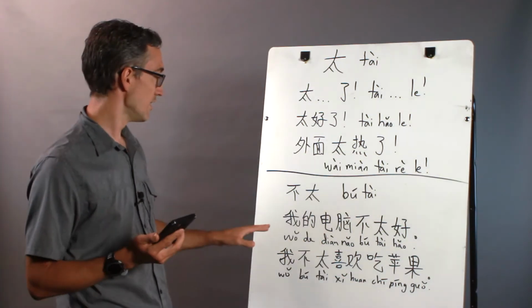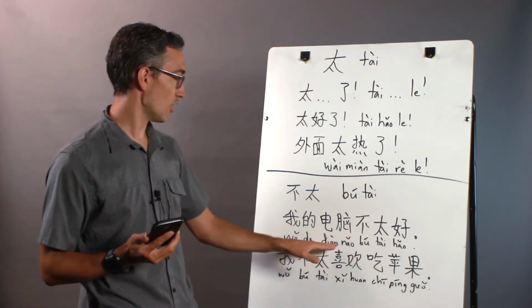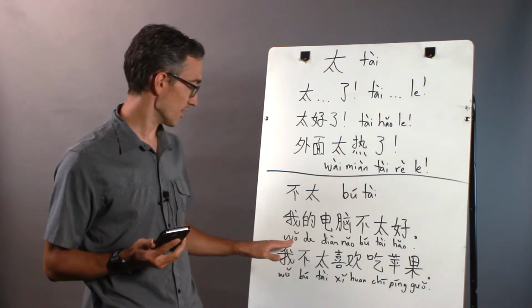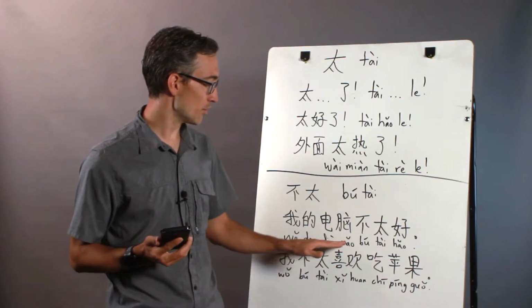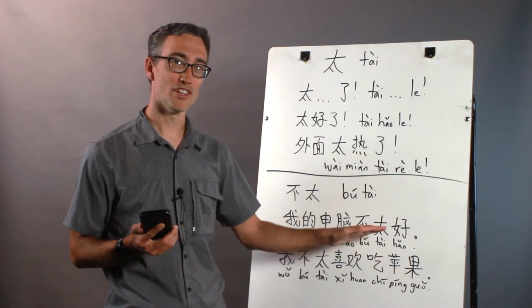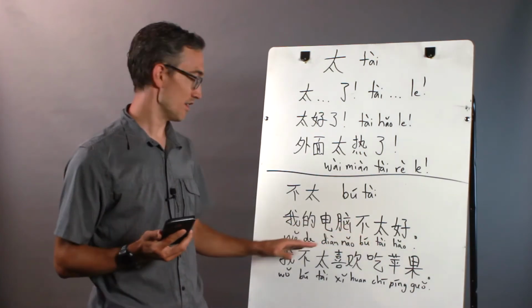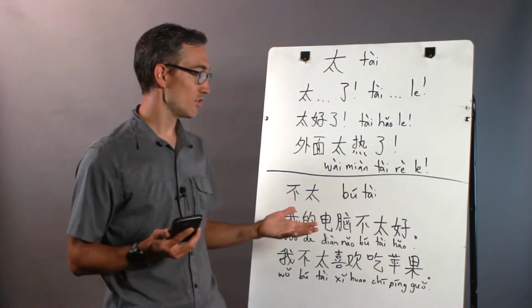So there's no le. 我的电脑不太好. 电脑 means computer. 我的 means mine, that's that use of the 的 again. 我的 my. 我的电脑 my computer 不太好. Not very good. It's not too good, or it's not very good. So 我的电脑不太好. So that's how you use it when you negate it.